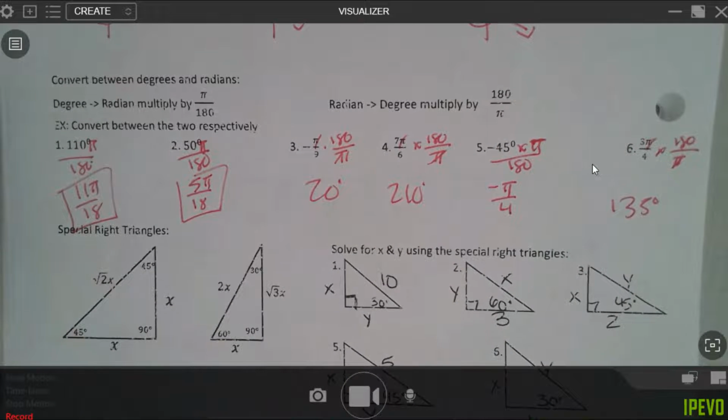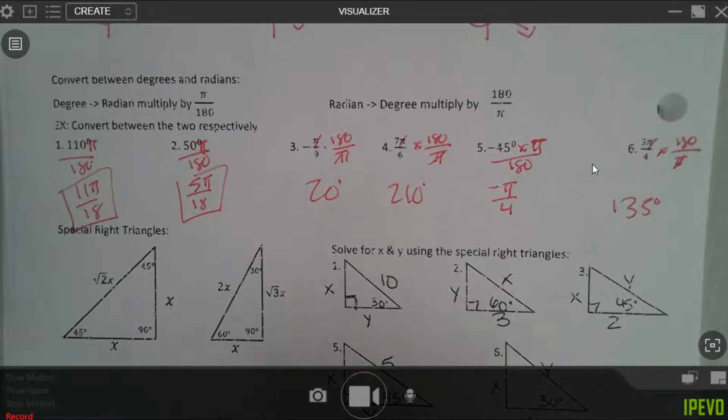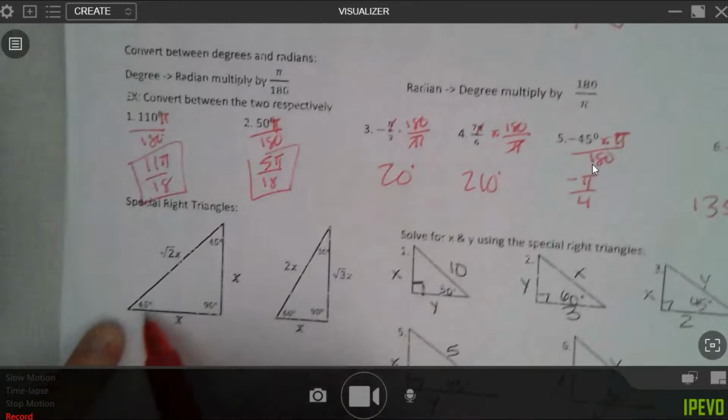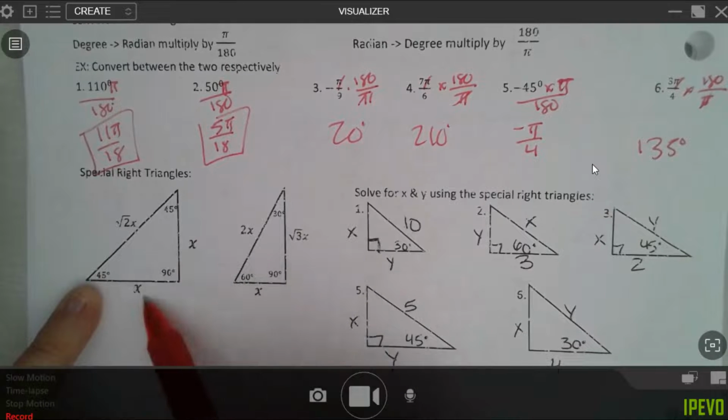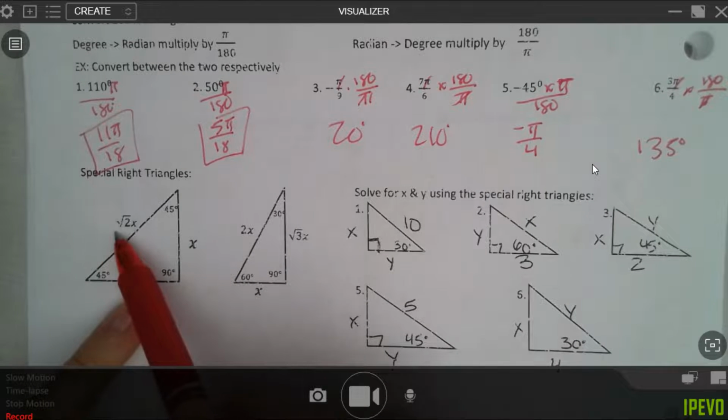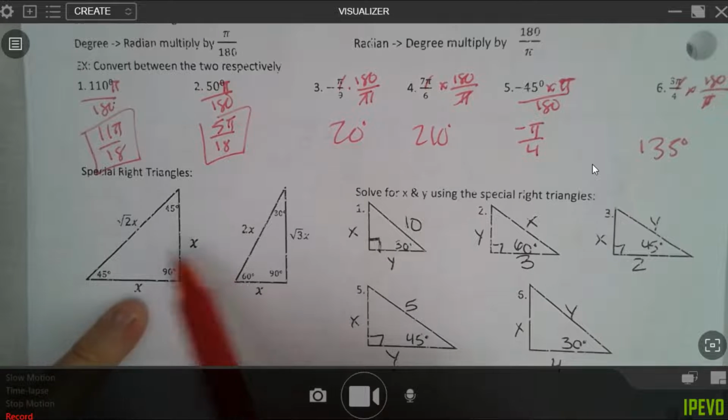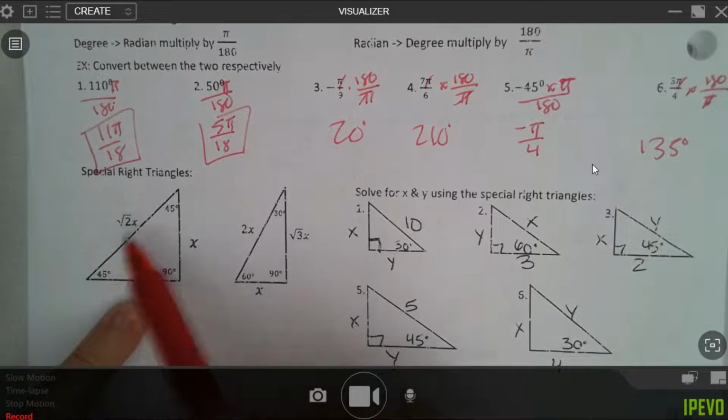All right, so the last thing that we're going to talk about today are special right triangles. And what I want you to notice here, this is how I got the answer yesterday on our notes, is that on a 45-degree triangle, the sides across have to be the same. So this is 1, 1, and if you do Pythagorean theorem, you'll get that to square root of 2. If this is 5, this will be 5 square root of 2. 10, 10, 10 square root of 2.